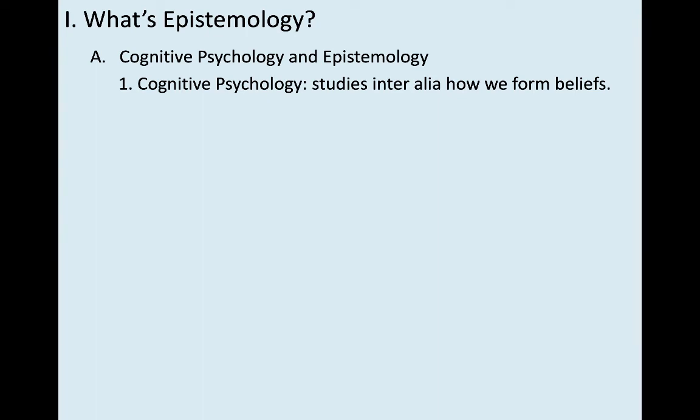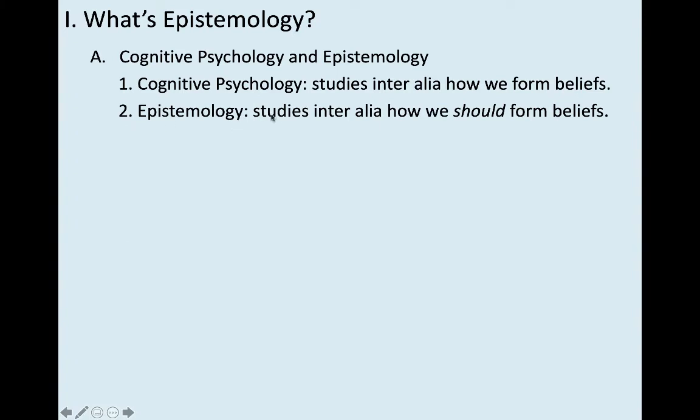Cognitive psychology studies, among other things, inter alia is just a Latinism for among other things. I'm only using it not because I like Latinisms, but because if I wrote among other things, it wouldn't fit on this line. So cognitive psychology studies, among other things, how we form beliefs. Epistemology studies, among other things, how we should form beliefs. And notice that's an important distinction.